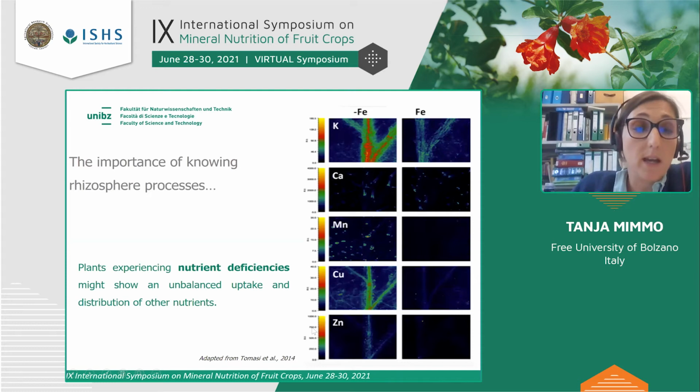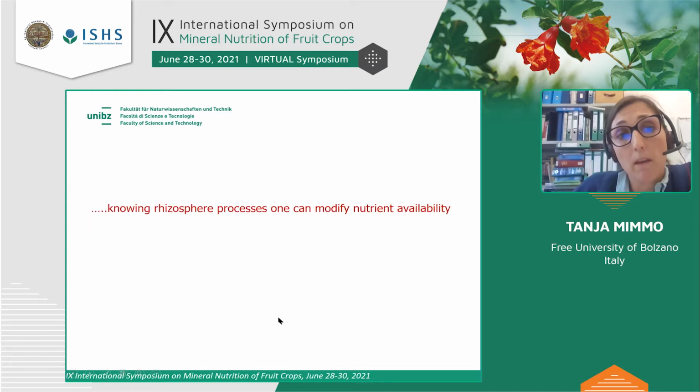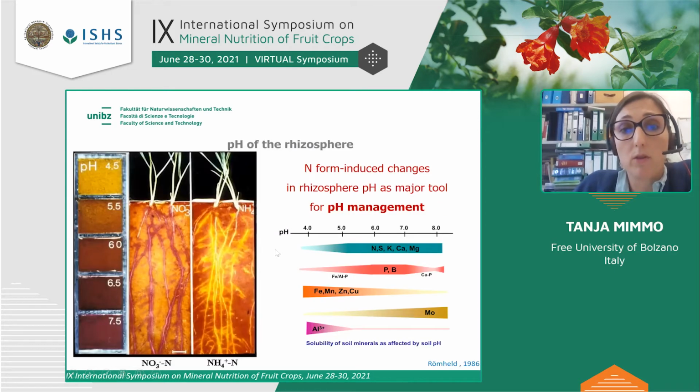For instance, if plants experience nutrient deficiencies, they might show an unbalanced uptake and a different distribution of other nutrients, as shown here in the figure. So knowing rhizosphere processes, one can also modify nutrient availability. And that's why I wanted to show this quite famous picture, quite old, still from Volker Römheld back in the 80s.